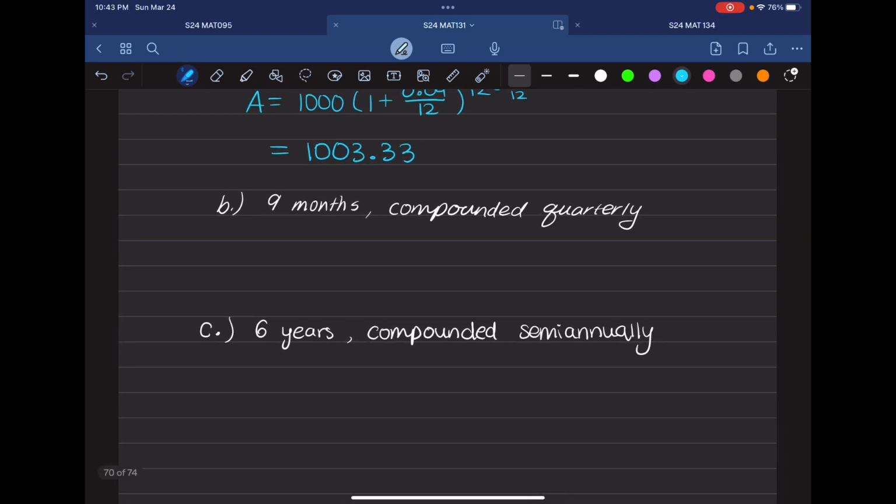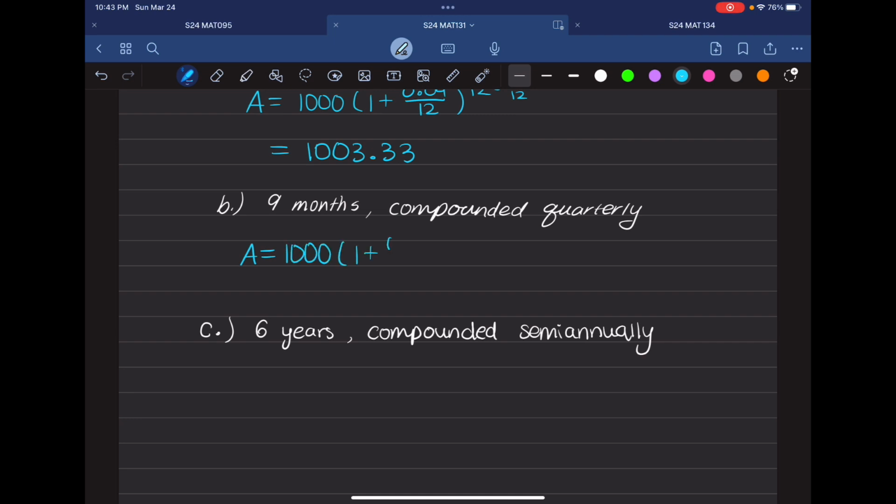For these other ones, we're going to get slightly different answers than what we got in the beginning, or for the simple interest. So this next one, we have 9 months compounded quarterly. So we're going to set up our compound interest formula. A is equal to, our principal balance is 1,000.